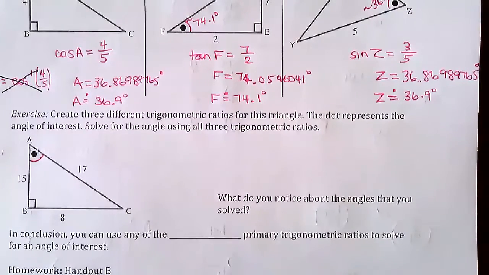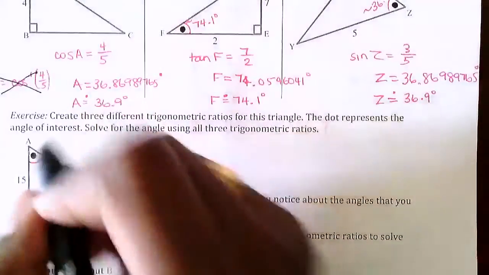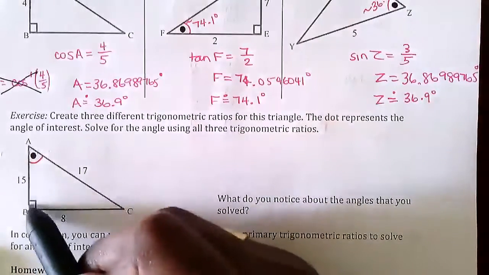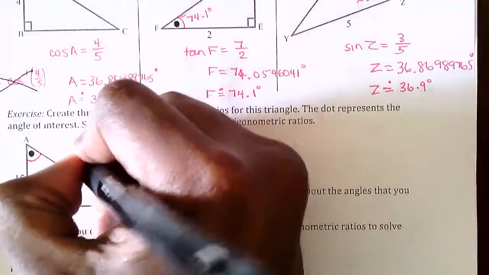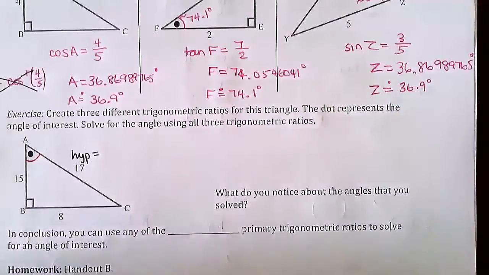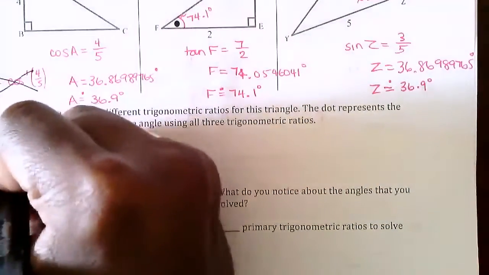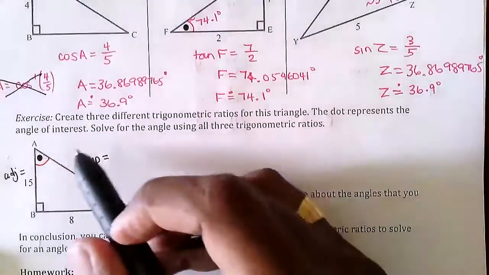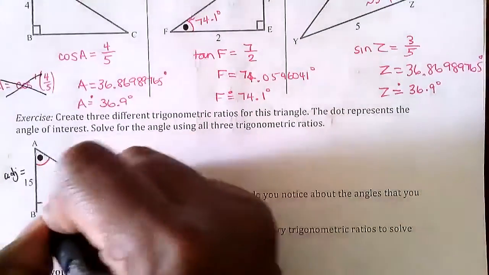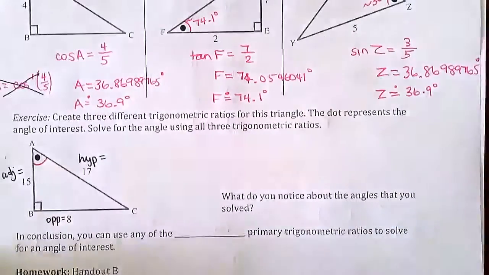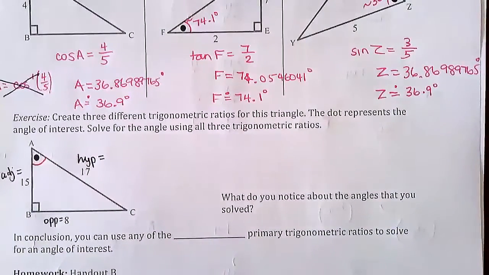Based on this, we can start naming our sides. So the side opposite to the 90-degree angle, that's always my hypotenuse. The side closest to the angle of interest, that's my adjacent. And the side opposite of the angle of interest, that's my opposite. So I have these three sides. They want me to make all three trig ratios.